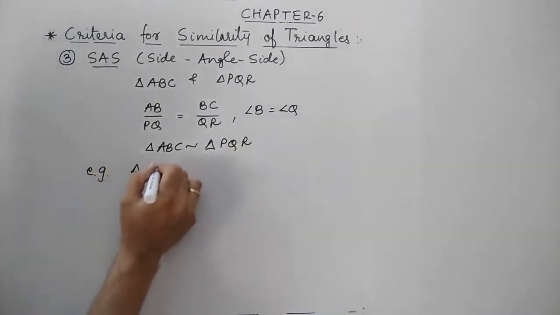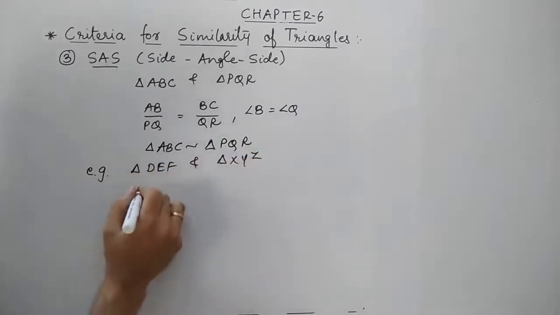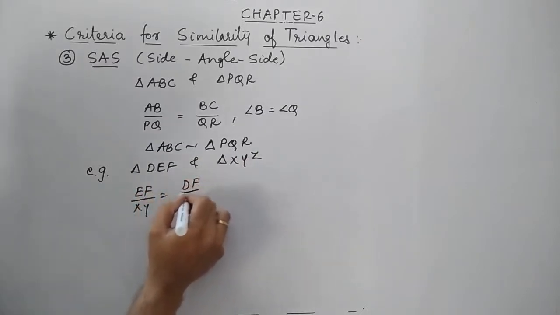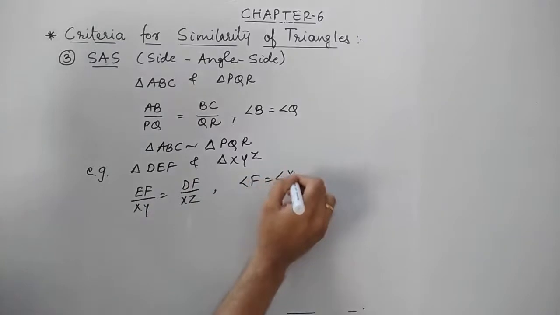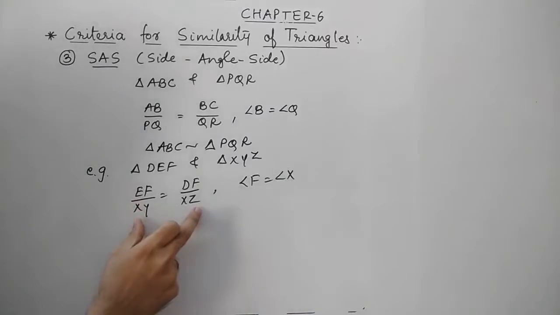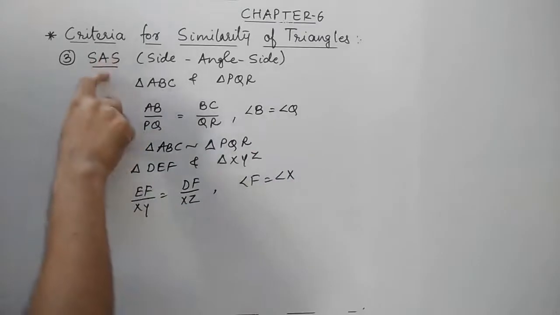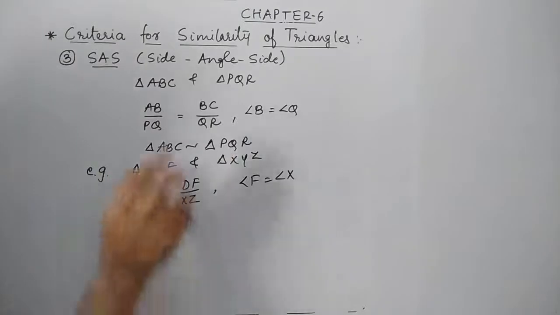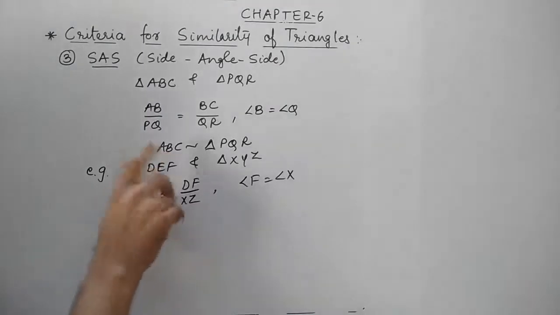For triangle DEF and triangle XYZ, it is given EF upon XY is DE upon XZ and F is equal to X. So look at here first, we have to check when two corresponding sides are proportional and one angle is given, whether this criteria exists or not. Then only we show the similarity. पहले हम चेक करेंगे कि ये साइड एंगल साइड है कि नहीं है. अगर है उसके बाद ही हम सिमिलरिटी बताएंगे.